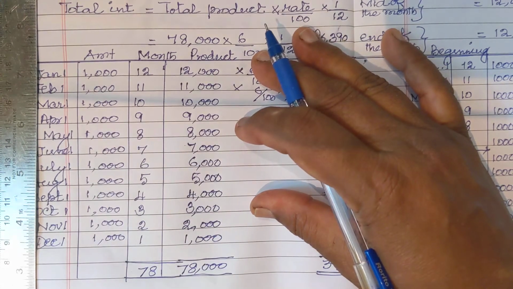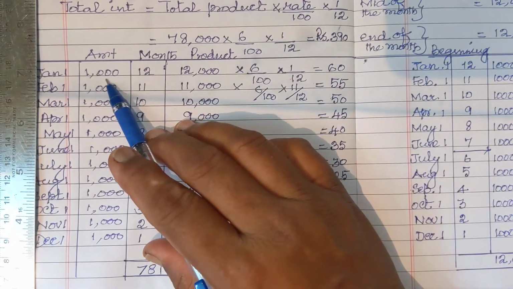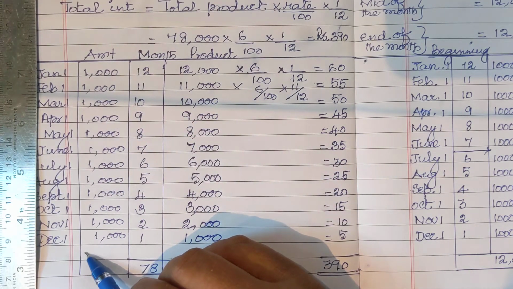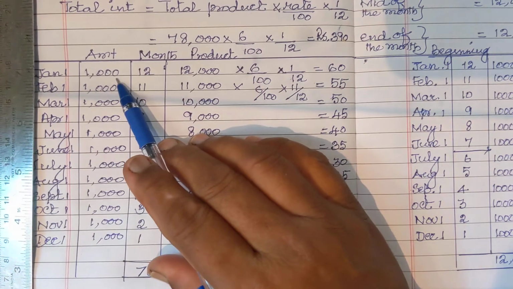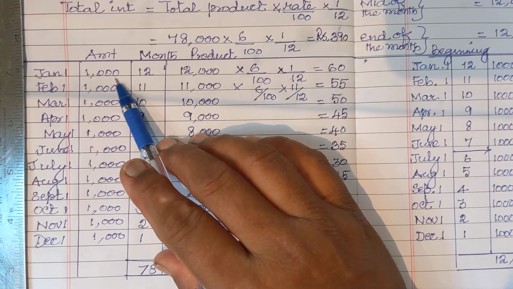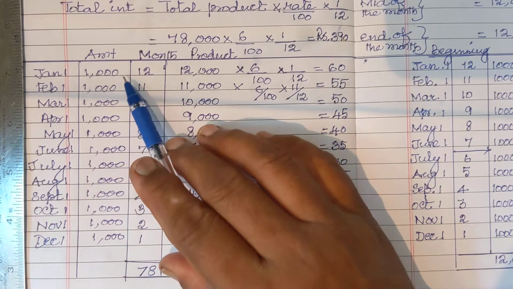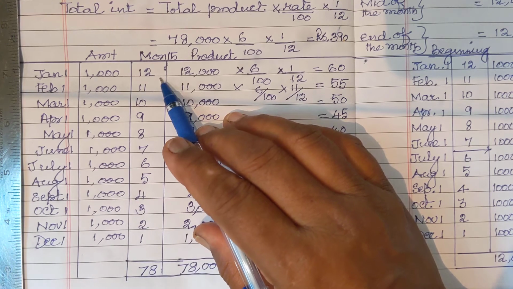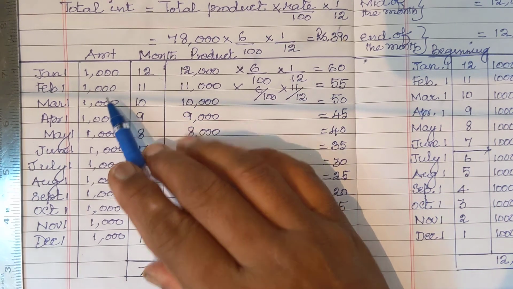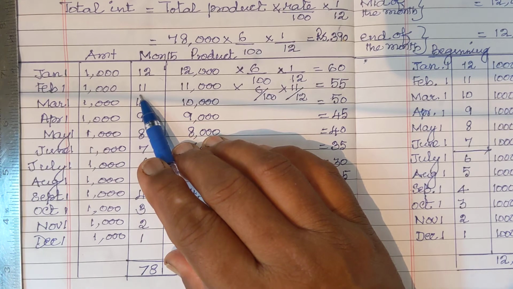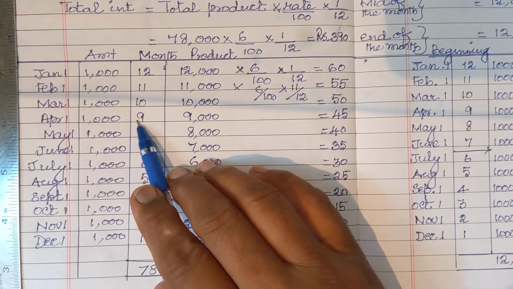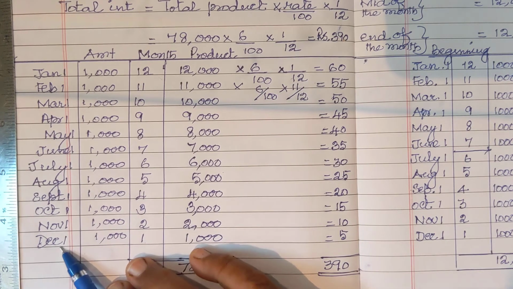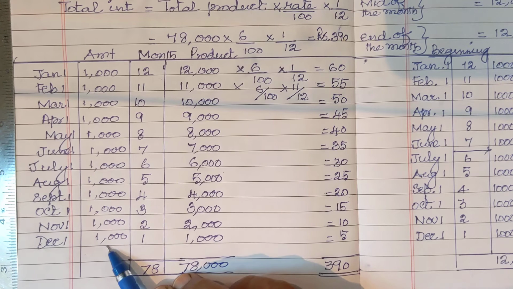In this example, what I am taking it the date of withdrawal from January 1 and the cut-off date is December 1. Okay, so first thing is that January 1 he has withdrawn, for example, 1000 rupees, and this amount remained for 12 months. So the month I have taken as 12 months. Then the next February 1 he has taken withdrawal, that remained for 11 months, and March 10 months, and April 9 months, and so on. In the month of December it remained for 1 month. Because it is December 1 he has withdrawn 1000 rupees.